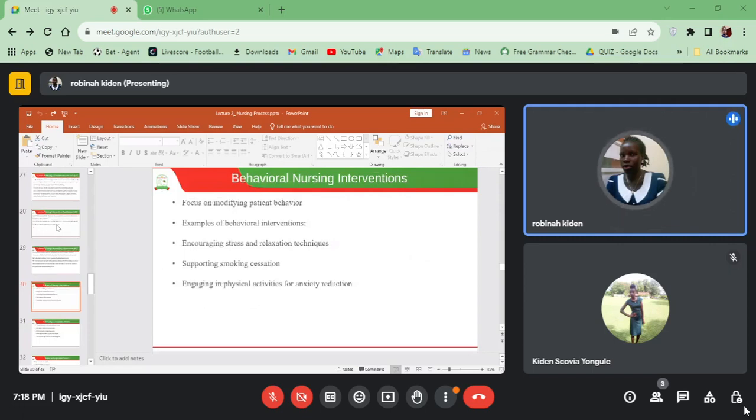So, behavior nursing interventions. We are now looking at the different interventions. These ones focus on modifying patient behavior. Examples of behavior interventions include the following: encouraging stress and relaxation techniques. So encouraging the patient to relax and forget about his or her stress is one of the behavior nursing interventions. Then supporting smoking cessation, telling the patient to stop smoking, then also engaging in physical activities for anxiety reduction. Those are simple and I believe you can easily understand them.